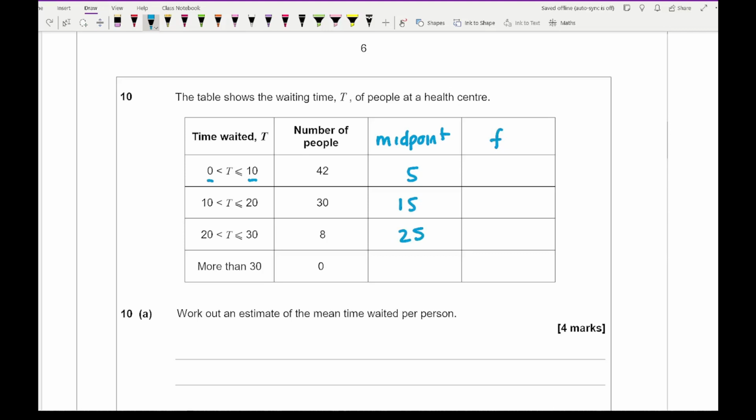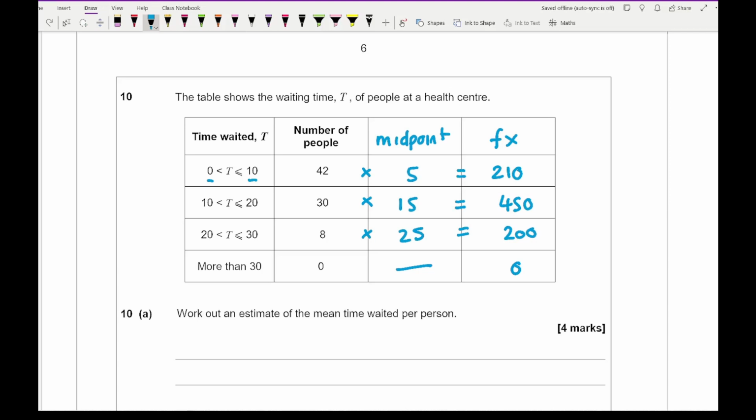I then need to create an fx column, and the fx values are done by multiplying the numbers in the frequency column by the midpoint. Now for more than 30, it's 0 anyway, so that's going to be 0. So here we've got 42 times 5, which is 210, 30 times 15, which is 450, and 8 times 25, which is 200, and that is a 0.